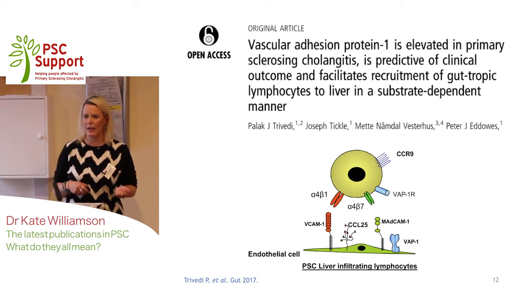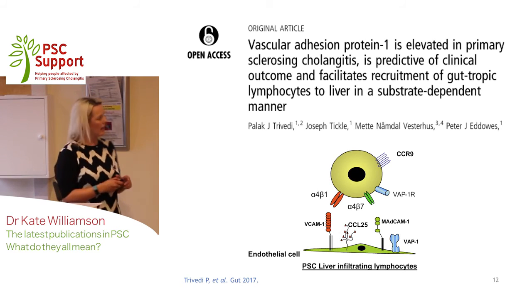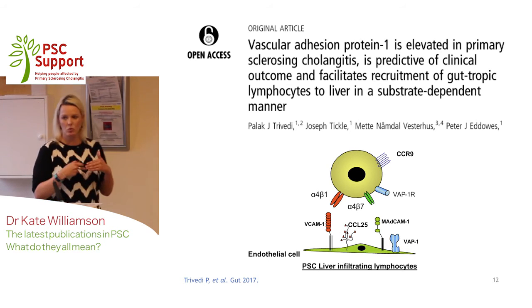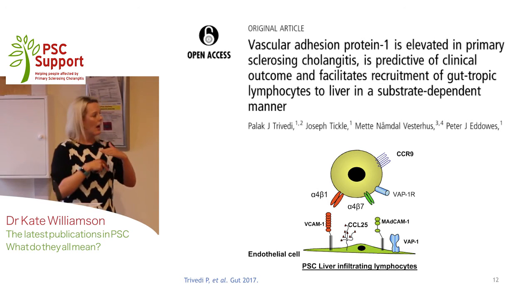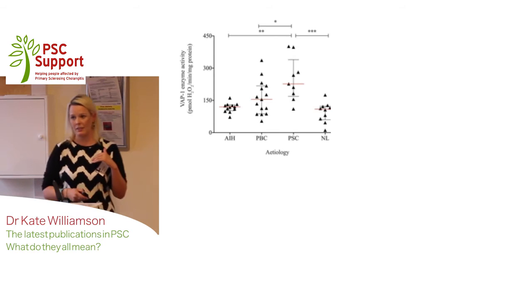This is one from Palak Trivedi, who did his PhD at Birmingham under Gideon Hirschfield. And this is a very complicated slide, but the main thing I want you to take away is this thing called VAP1, or vascular adhesion protein 1, and it sits on the blood vessel wall in your liver, and it can potentially attract the immune cells into the liver.